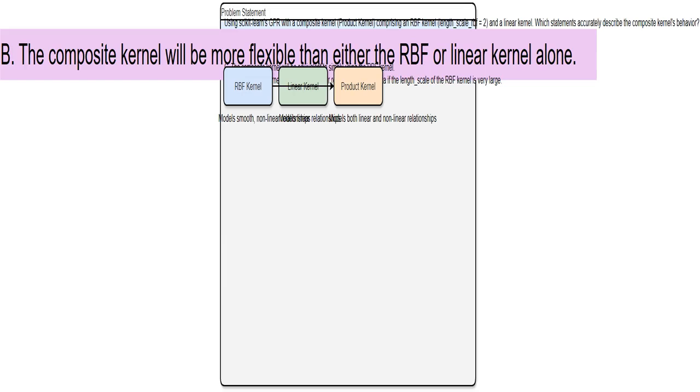I agree. This is correct because the product kernel combines the abilities of both kernels. It can model both the curved relationships captured by the RBF and the straight line trends captured by the linear kernel. It creates a much more flexible model, capable of fitting more complex data relationships.